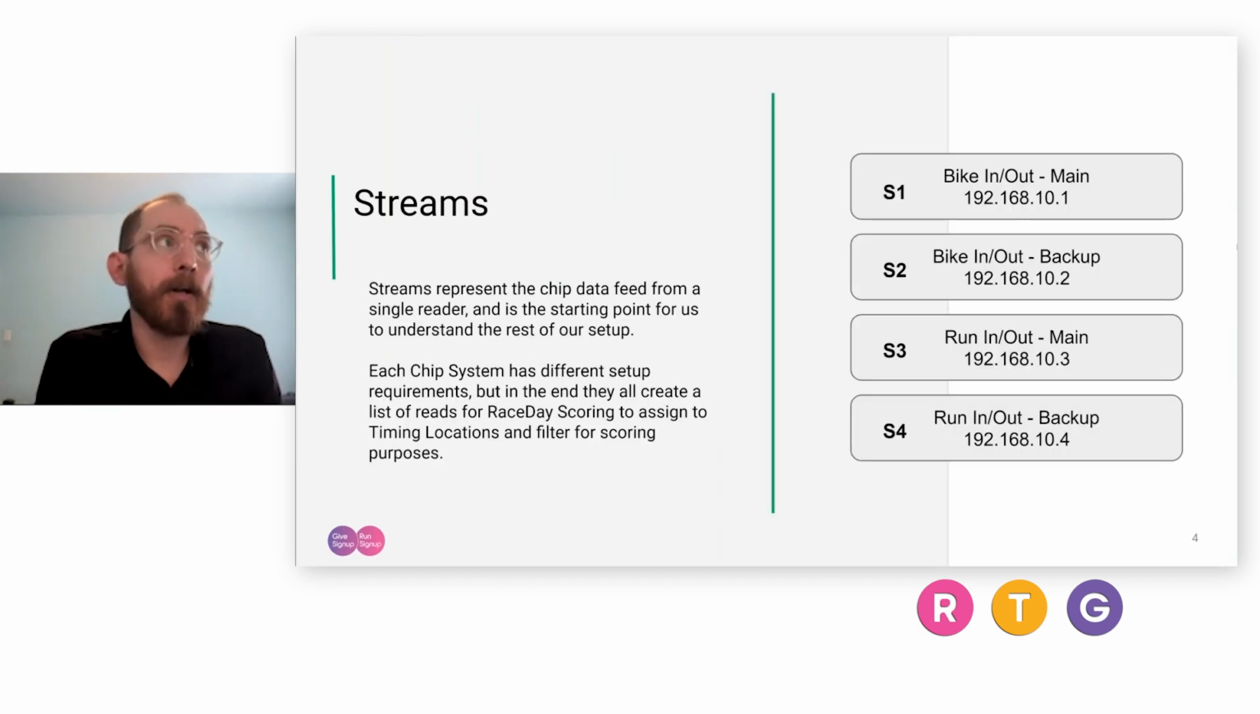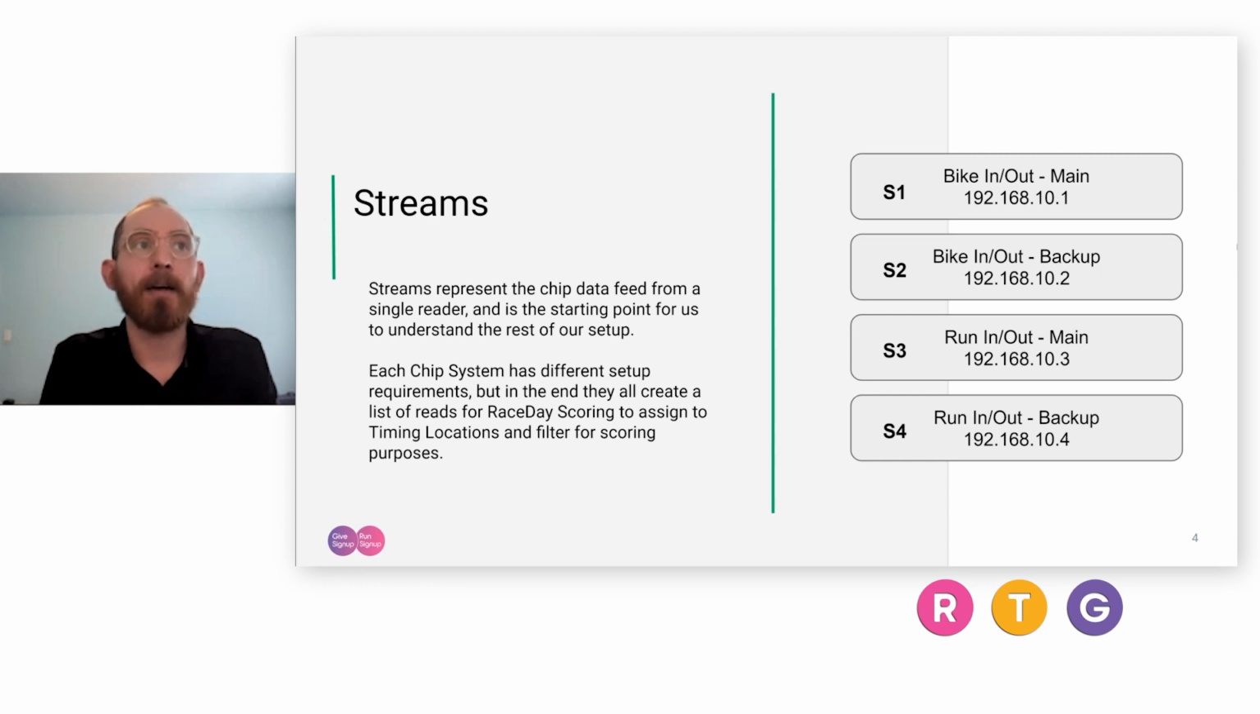So as many of you already know, streams are kind of the starting point of race day scoring. It's how we get data from a reader or a file. And basically, a stream is just, you can think of it literally as a stream. It's just a number, or a stream of bibs and times that is being sent to us, and we can take them and put them into different timing locations and filter them out there.